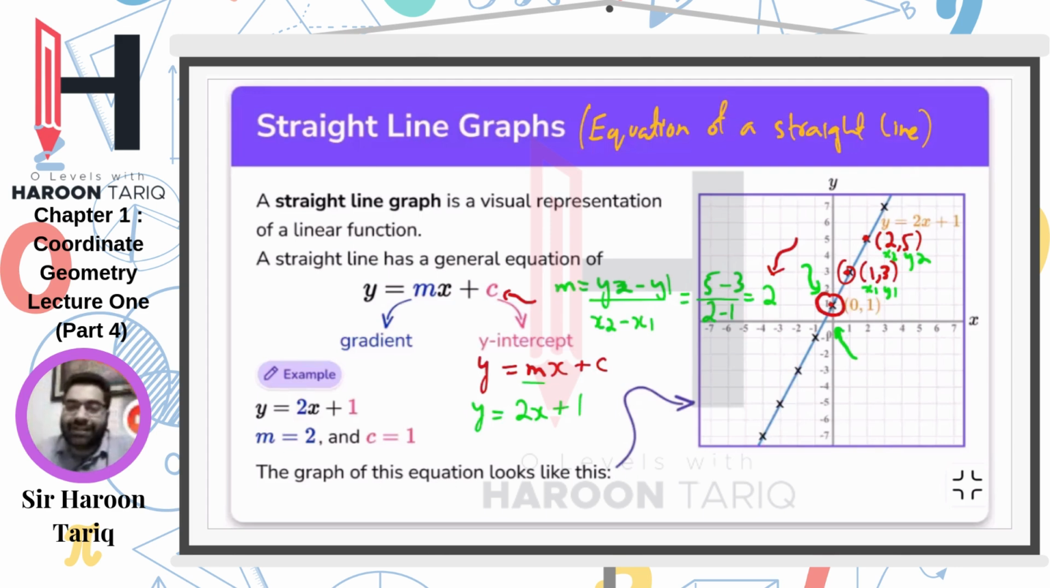c is the y-intercept, like where it crosses the y-axis. So for example, the y-intercept of this line would be -3. It is crossing at -3. So here the c would be -3.